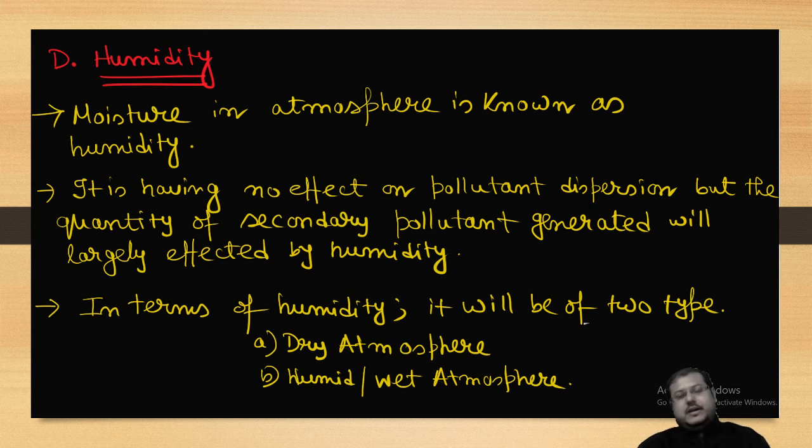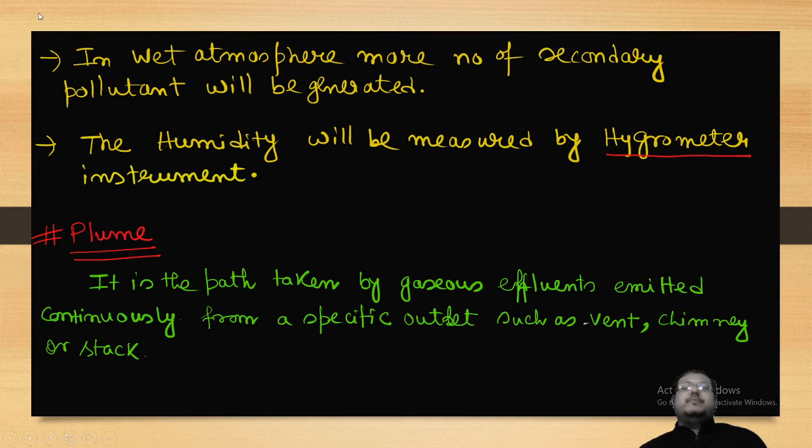Finally, it's humidity. Moisture in atmosphere is known as humidity. It is having no effect on pollutant dispersion, but the quantity of secondary pollutant generated will be largely affected by humidity. In terms of humidity, it will be of two types: dry atmosphere or humid or wet atmosphere. Secondary pollutant generation will be more in the wet atmosphere, and the humidity is measured by hygrometer instrument.